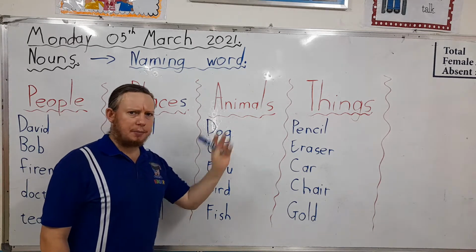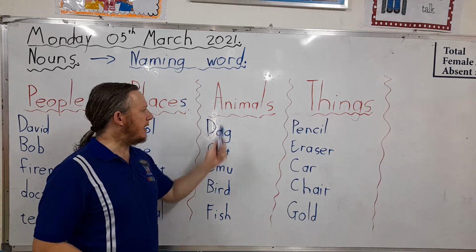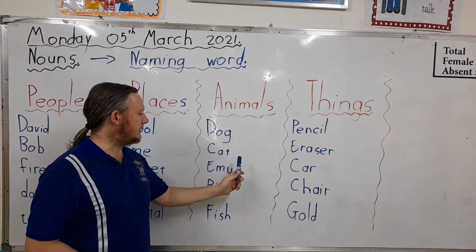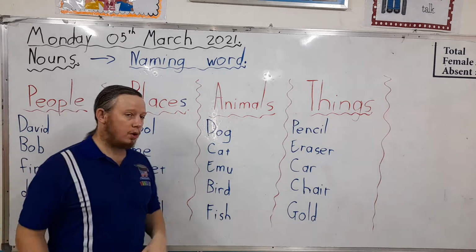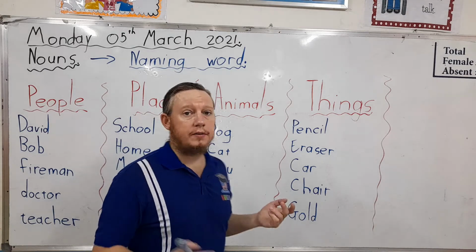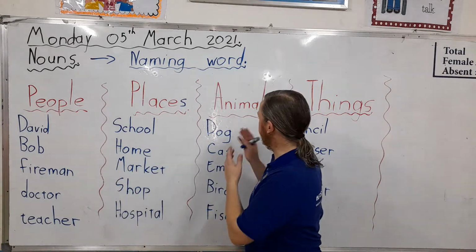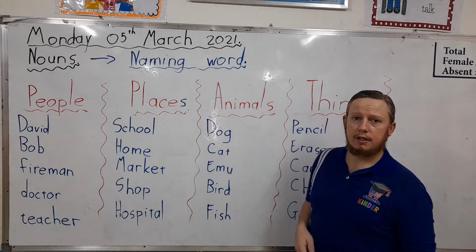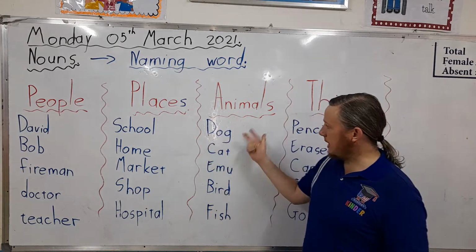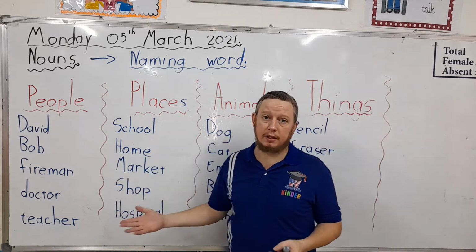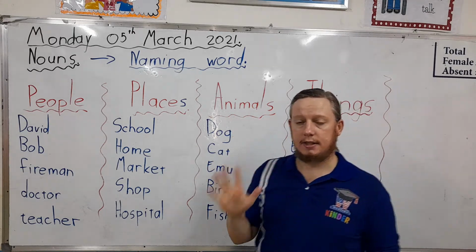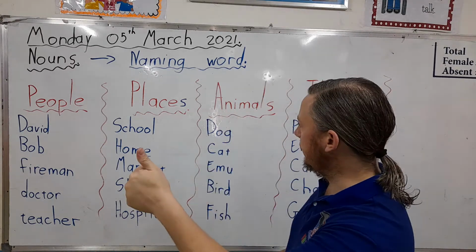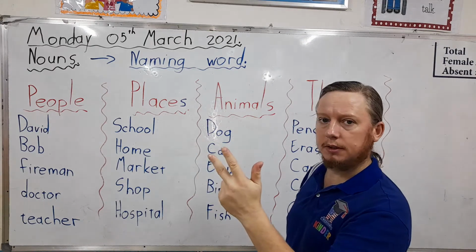Alright, let's keep going. Now this is the easier part. Animals. We're not going to practice this word. Boys and girls, you know animals. Things like dogs, cats, an emu, bird, or even fish. All of the animals on the planet fall under this category. So people, places, animals. Again, these are all physical things that we can possibly see, or the things that we can touch.